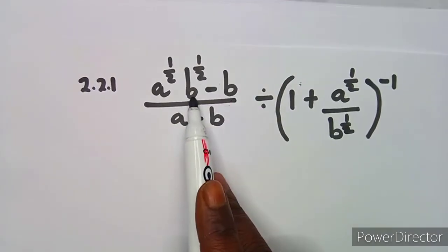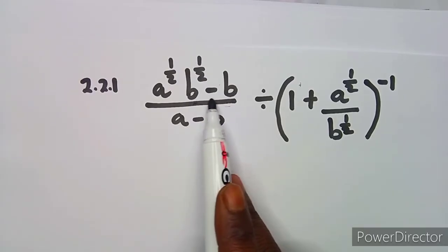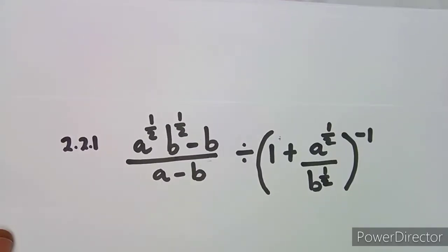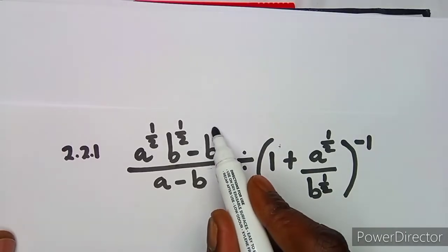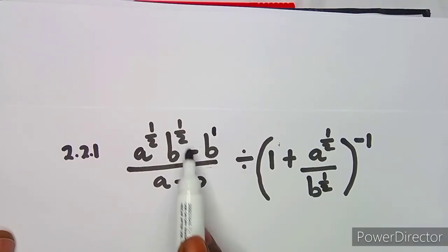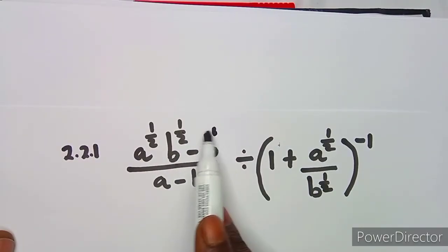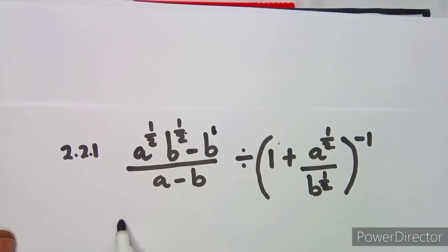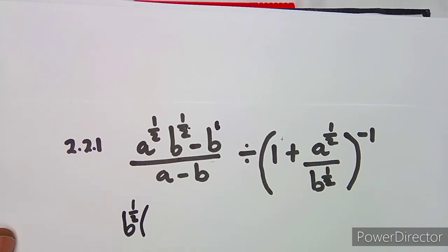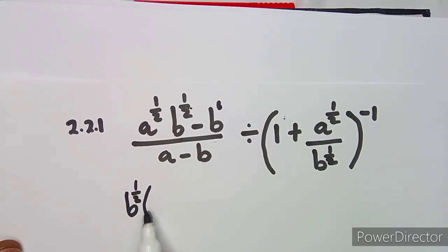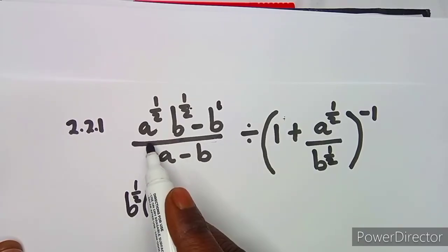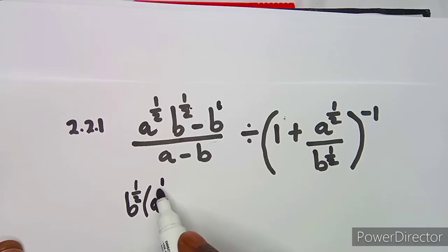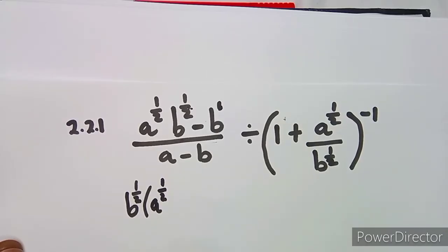So we can factor out b to the exponent, because remember, when you factorize, guys, you take the one with the smallest exponent. This one is the same as 1. So between half and 1, which one is the smallest? Half is the smallest. So you factor out b to the exponent of half, like this. If I factor out b to the exponent of half, I'm going to be left with b, and b will cancel. I'm going to be left with a to the exponent of a half, like this.